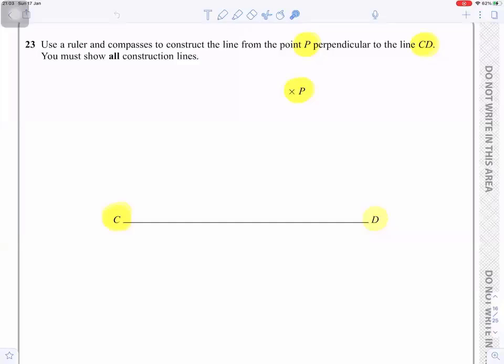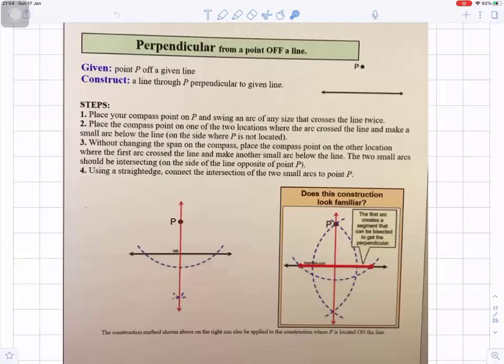Question number 23. Use a ruler and compasses to construct the line from the point P perpendicular to the line CD. You must show all your construction lines. So you've got the line CD and the point P. So this is how you construct a perpendicular from a point to a line. You go to step number 1. Place your compass point on P and swing an arc of any size that crosses the line twice.